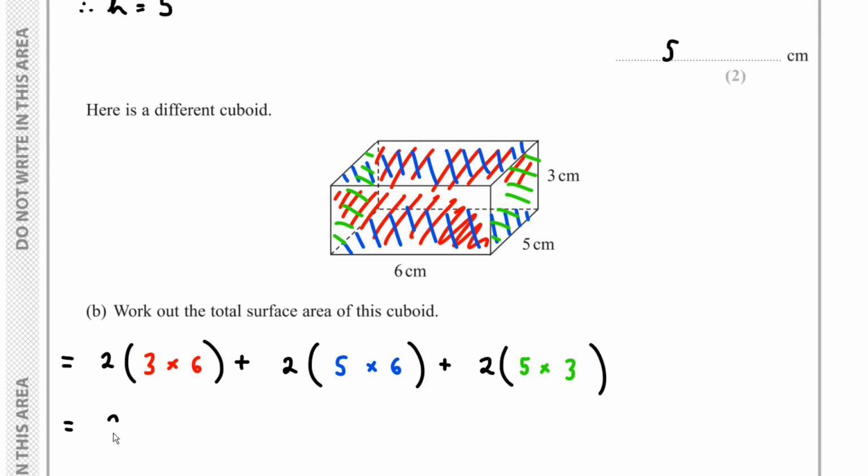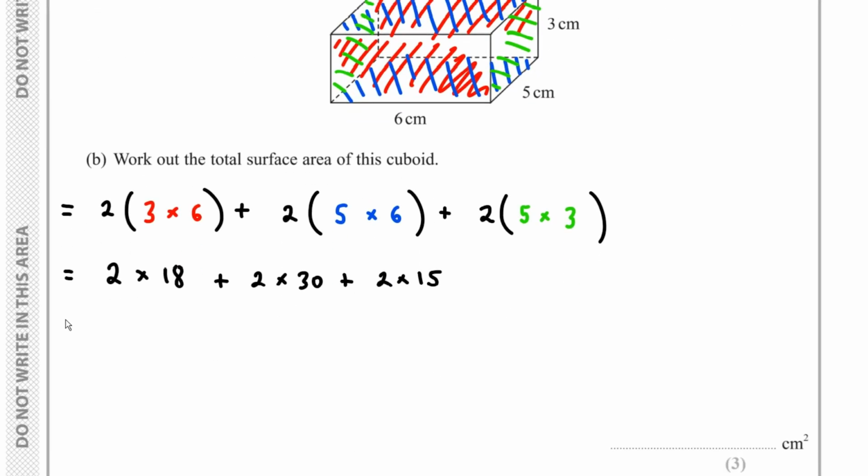So we've got 2 times by 18 plus 2 times by 30 plus 2 times by 15. So we've got 36 plus 60 plus 30, and adding these together we get 126. So the surface area is 126 centimeters squared.